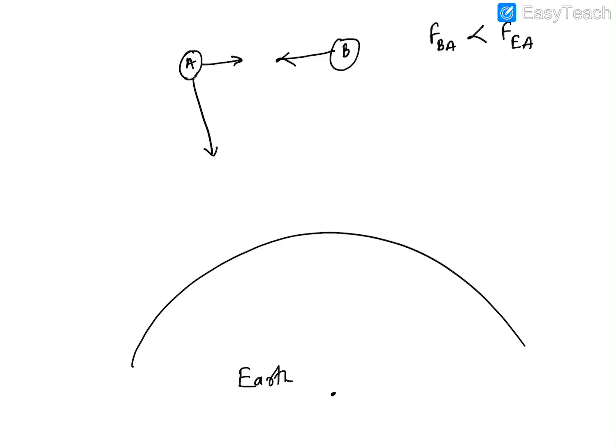Obviously, the force exerted by Earth on A is greater as compared to the force exerted by B on A. Why? Simply because Earth has a very high amount of mass. And if you remember, more the mass, more will be the force of attraction. Remember, the force exerted by B on A is equal to the force exerted by A on B.